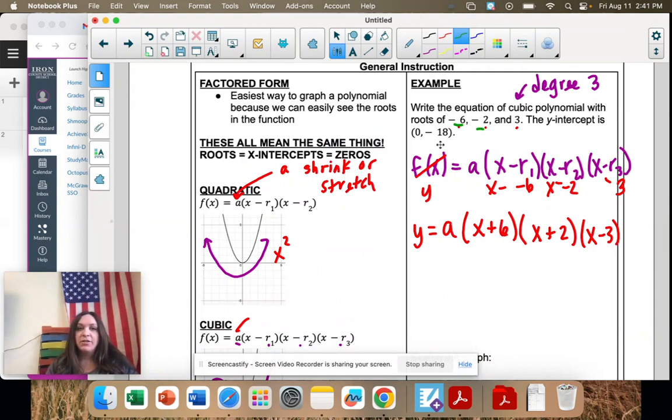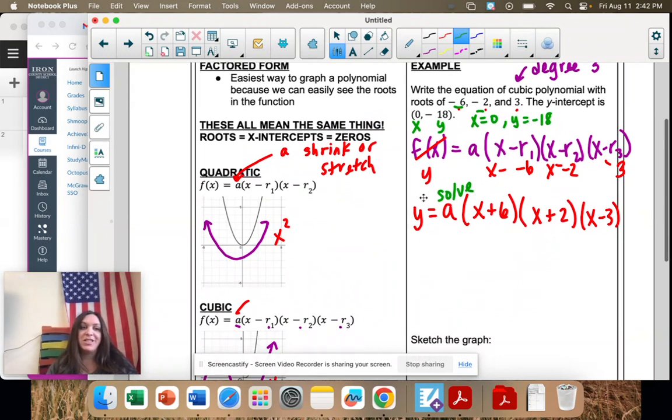All right, now we need the y-intercept. We need to solve for a. We need to figure out what's the leading coefficient. So we're going to use this point where x equals 0 and y equals -18 to solve for a. That's why we need that. And that's why I changed this to a y. y and f of x are the same thing. They're interchangeable. But it's easier to see that y is -18. We're solving for a, and x is 0. So we're going to put a 0 everywhere where we have an x.